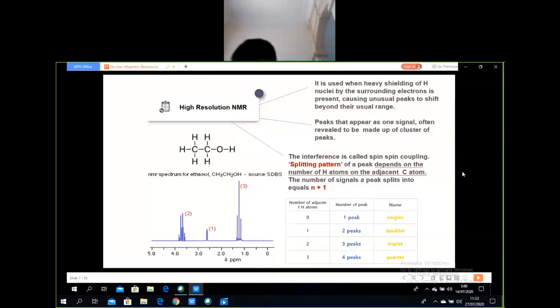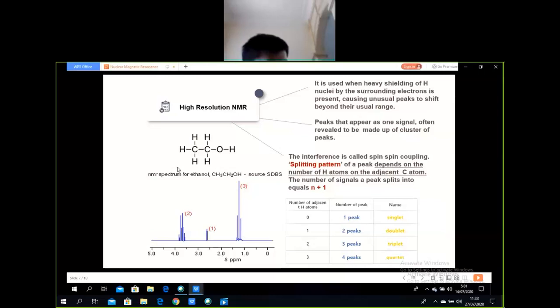What appears as one signal at low resolution NMR is often revealed to be made up of a cluster of closely grouped peaks. This is because the magnetic fields generated by a spinning nucleus interfere slightly with those of the neighboring nucleus.